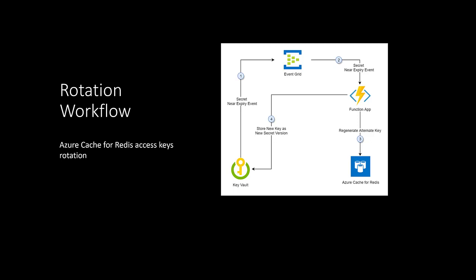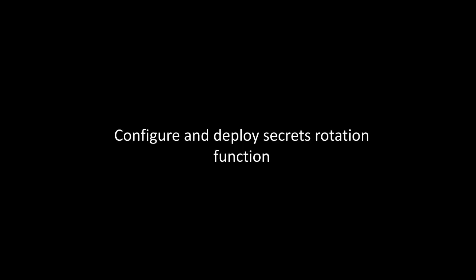Rotation function regenerates the key in Redis and stores that key in Key Vault as new version of the secret. It is important to notice that function rotates one key at a time, alternating between primary and secondary key. So it takes 2 rotation cycles to rotate both keys. So now let's configure and deploy secret rotation function.